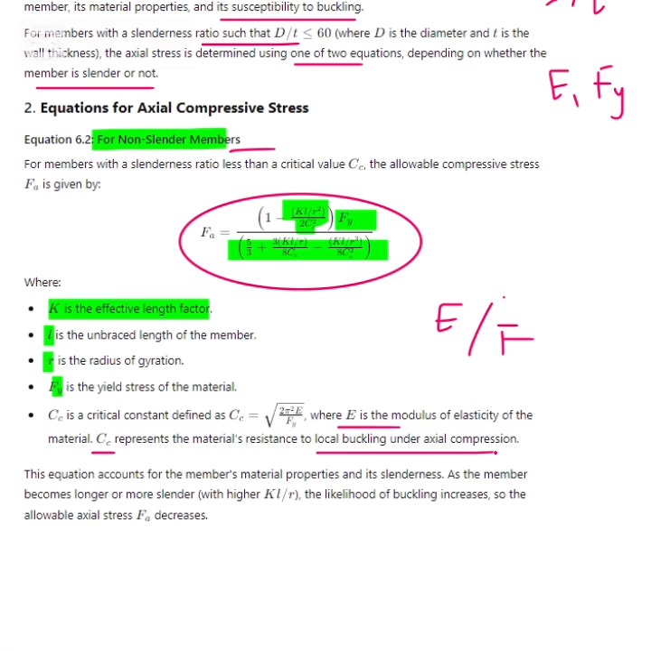So what does Cc mean? Cc represents the material's resistance to local buckling under axial compression. This equation accounts for the member's material properties as well as its slenderness. As the member becomes longer and more slender with higher KL by r, the likelihood of buckling increases, so the allowable axial stress decreases. This KL by r ratio we call the slenderness ratio. If the slenderness ratio keeps on increasing, then our FA will keep reducing. If slenderness ratio increases, allowable stress will come down.